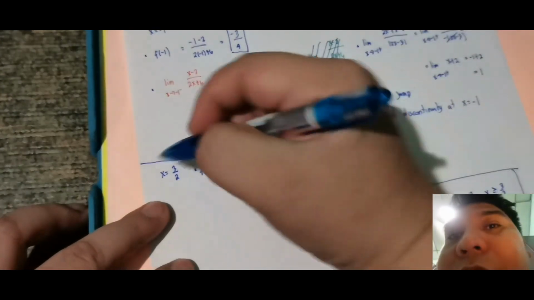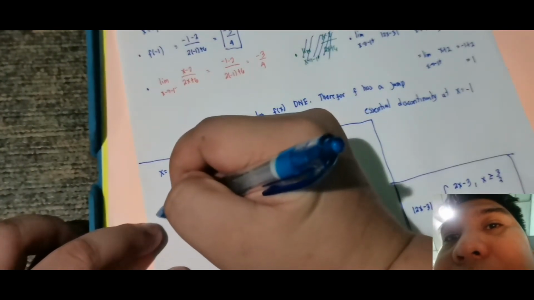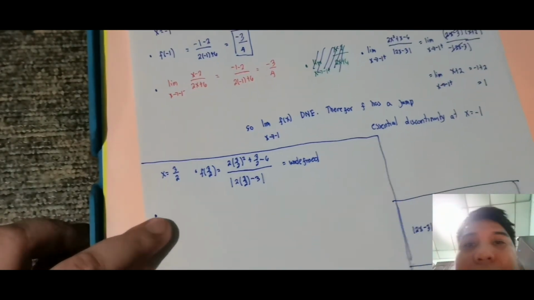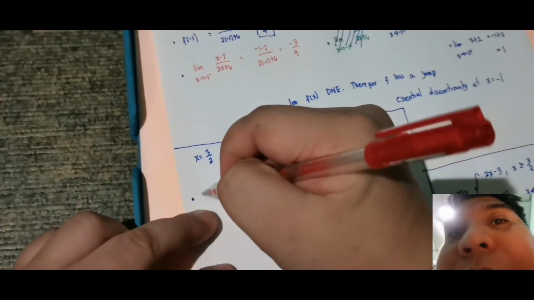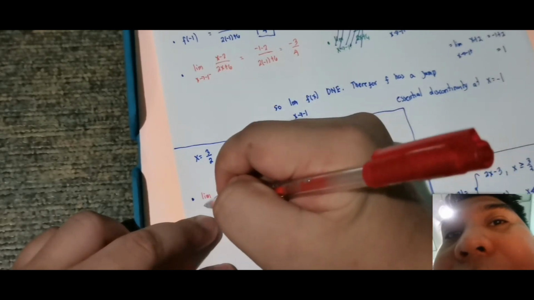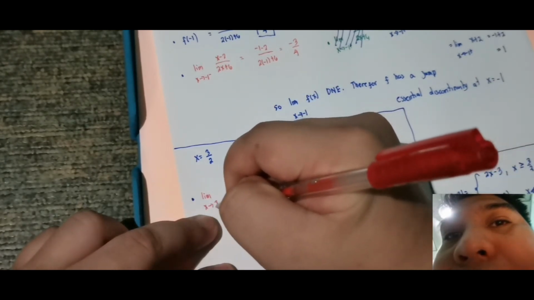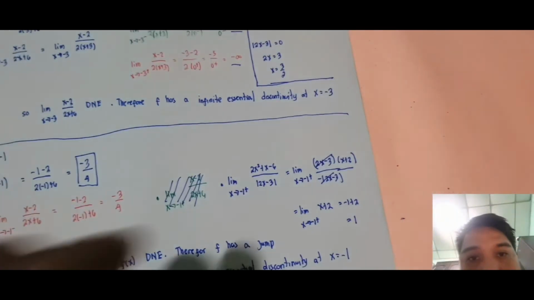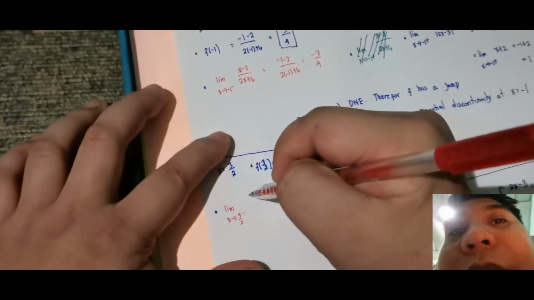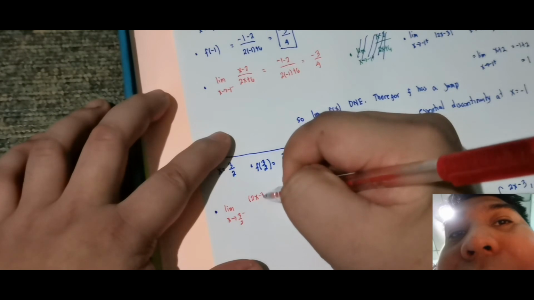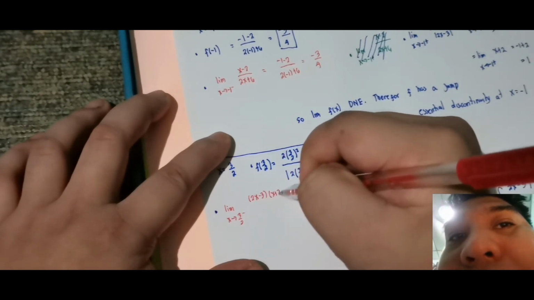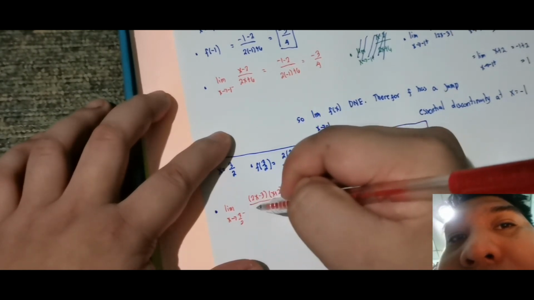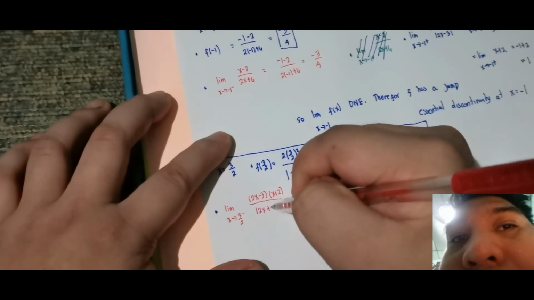Okay? So, unahin natin yung limit. Unahin ko na lang yung limit niya ng x approaches 3/2 from the left. Okay, then lagay ko na yung factored form. Di ba may factored form na tayo ng 2x squared plus x minus 6? So 2x minus 3, x plus 2, all over absolute value ng 2x minus 3.